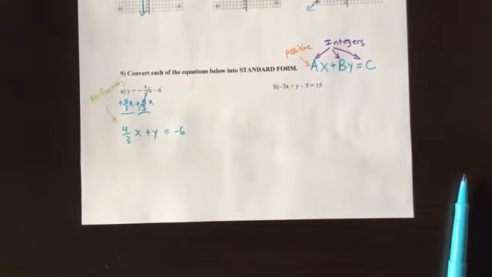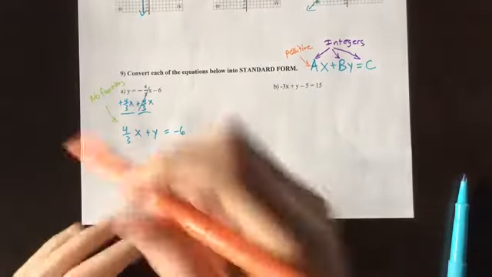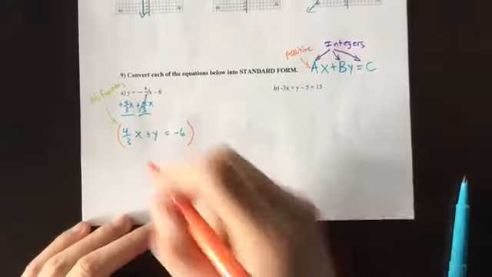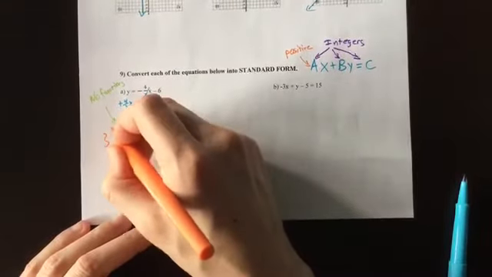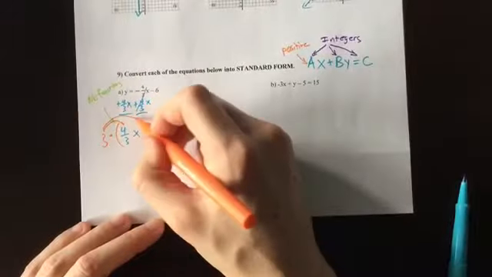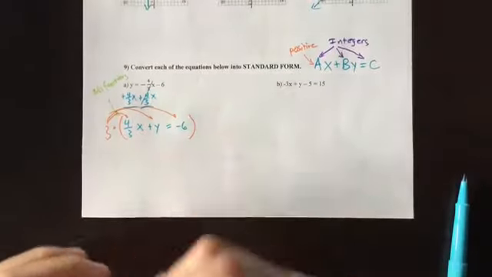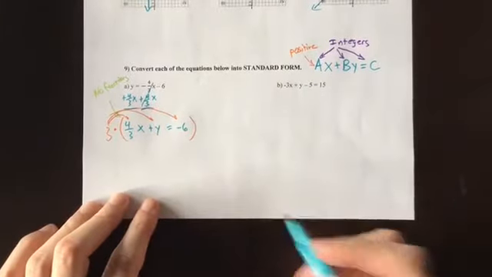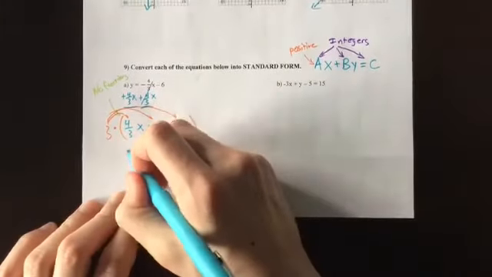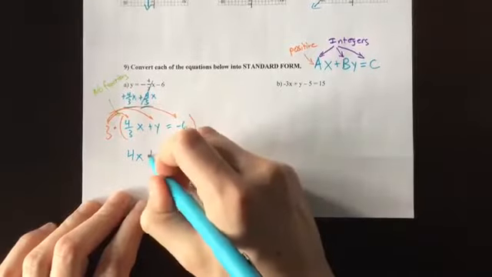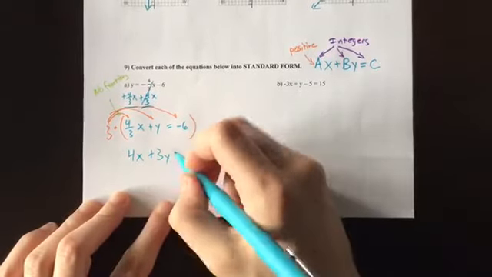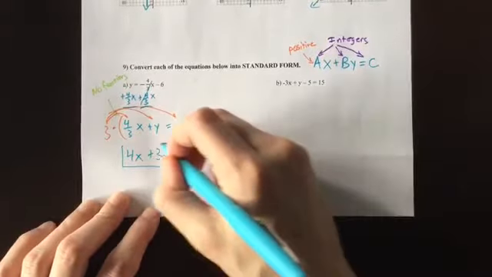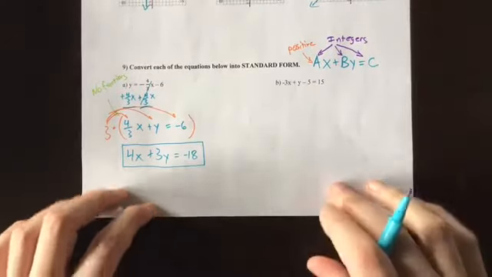So to eliminate that fraction, what we do is we take the entire equation and multiply it by the denominator of that fraction. So we multiply everything by 3. So essentially we're distributing it to each term. When we do that, 3 times 4/3 x, the 3's cancel and we're left with 4x. 3 times y, 3y, 3 times negative 6, negative 18. And there we go.